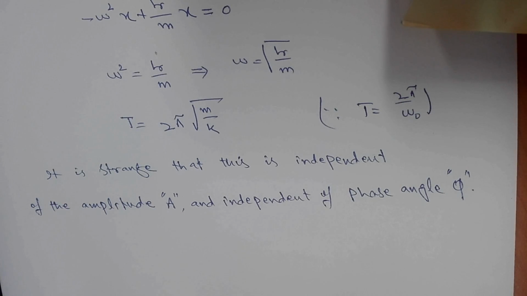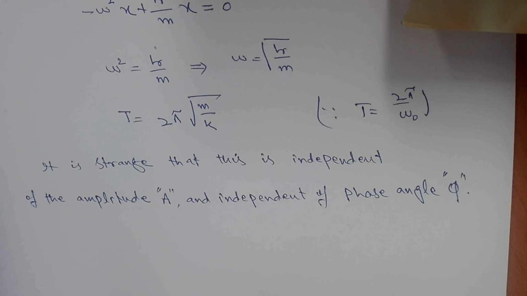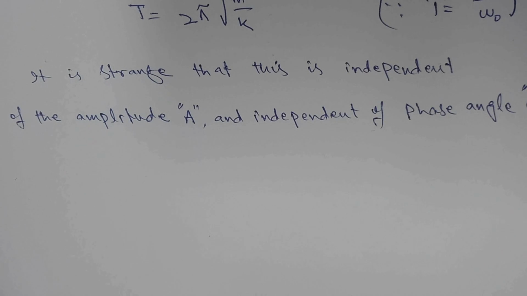So here it is strange that this is independent of the amplitude A and independent of the phase angle phi. To start the oscillations, we have two choices: from where we release the object and what velocity we give to the object. So let's solve an example.